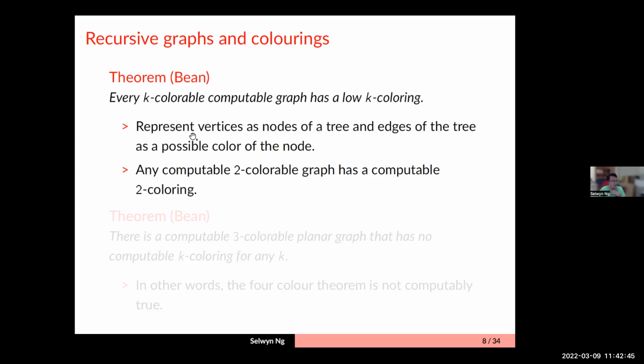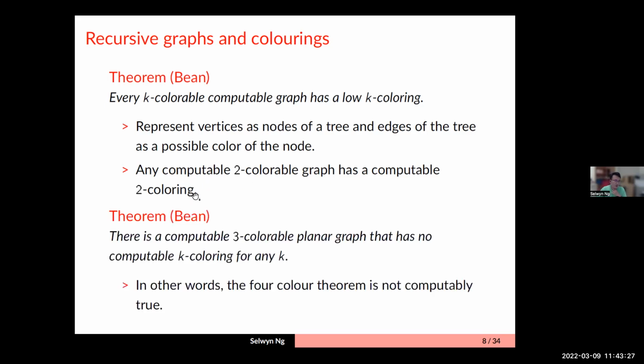So that doesn't tell us whether or not every computable graph has a computable coloring. What he then showed was that at least for k equals 2, that statement was computably true. Why this is true is because every 2-colorable graph has a unique 2-coloring, up to permutation of the colors, of course. So this is not actually hard to see.